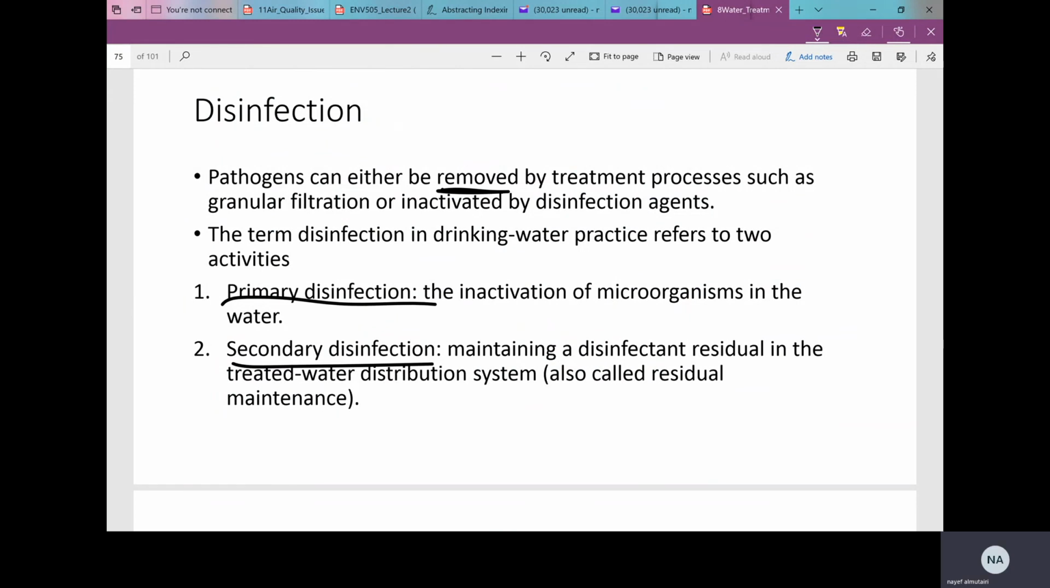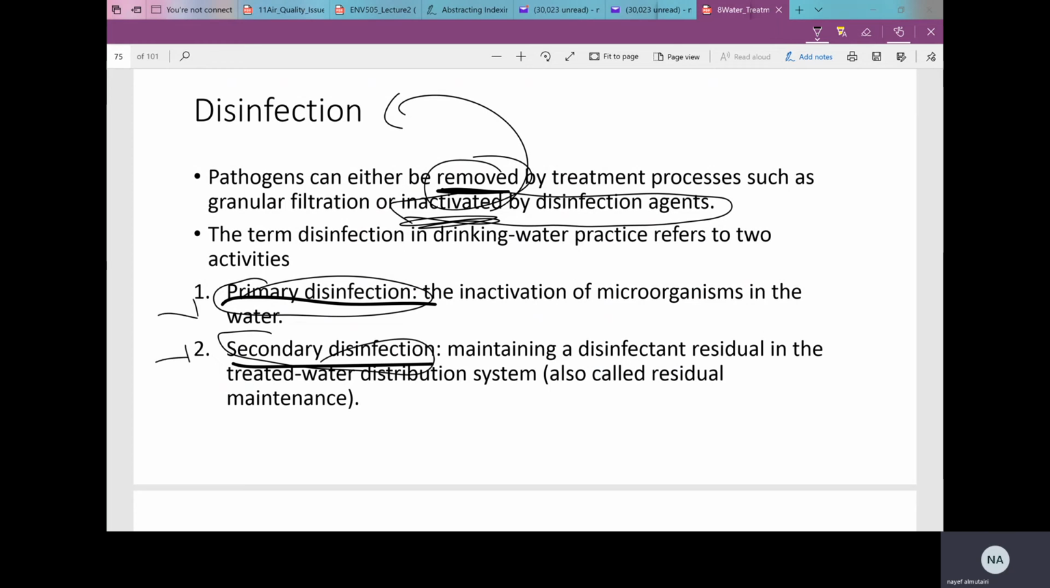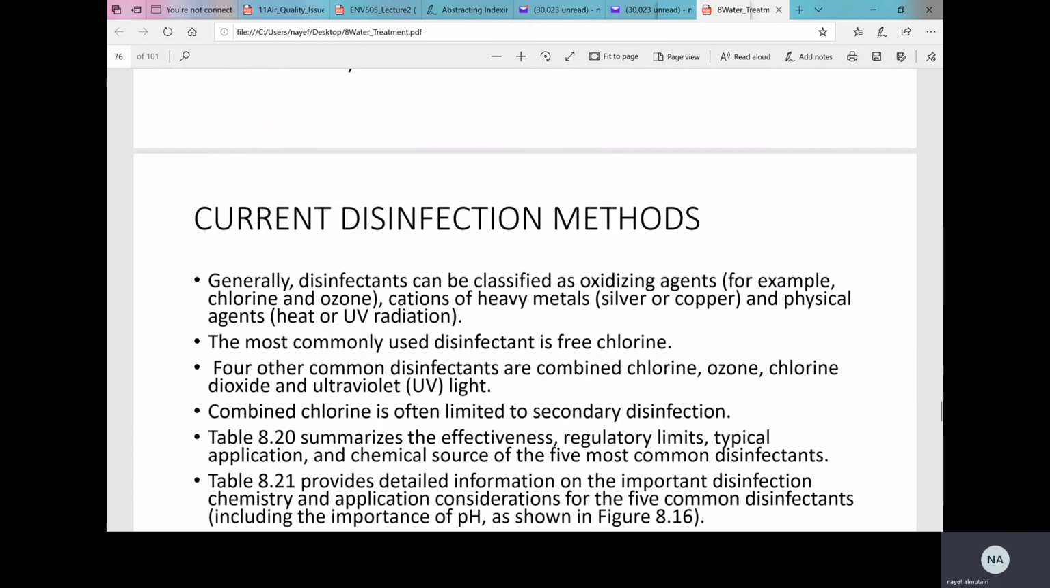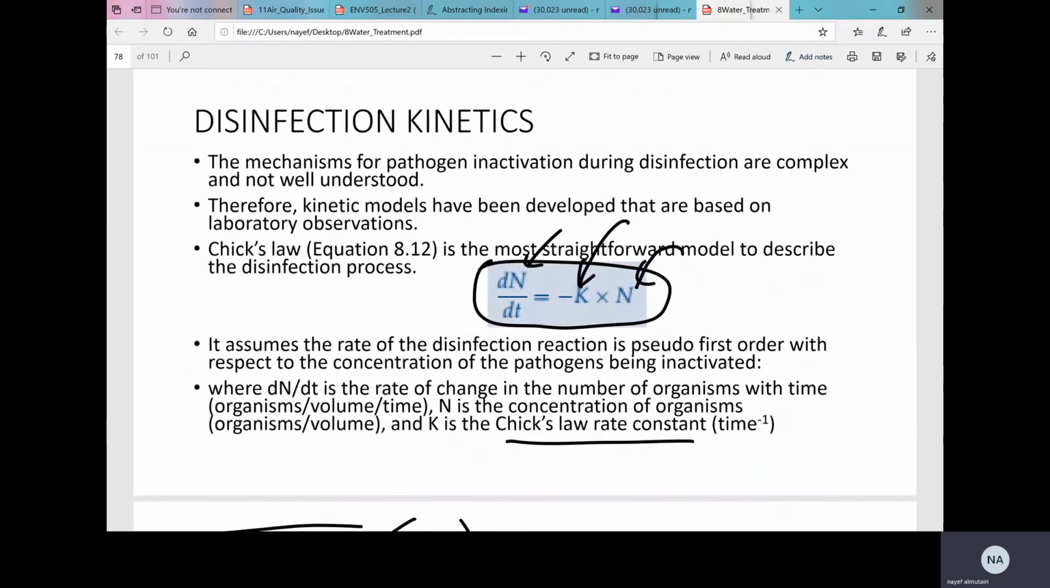Disinfection. Pathogens can either be removed by treatment process such as granular filtration, or inactivated by disinfection agent. So disinfection is the inactivation of microorganisms or pathogenic bacteria. The two terms of disinfection are either primary or secondary disinfection. Try to understand the meaning of these two. There's a lot of disinfection processes, but this equation is very important.